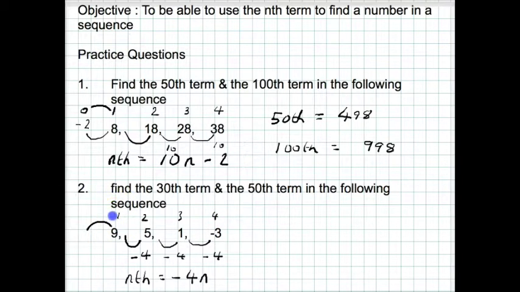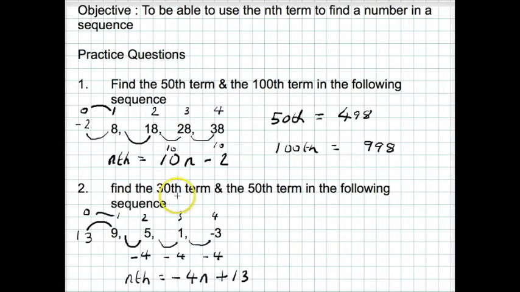I should have done. Go back to the 0 term, and if I'm taking away 4 going this way, I must be adding 4 going this way. So that takes me to 13, which is what I add on because it's a positive. So my nth term becomes negative 4n plus 13.